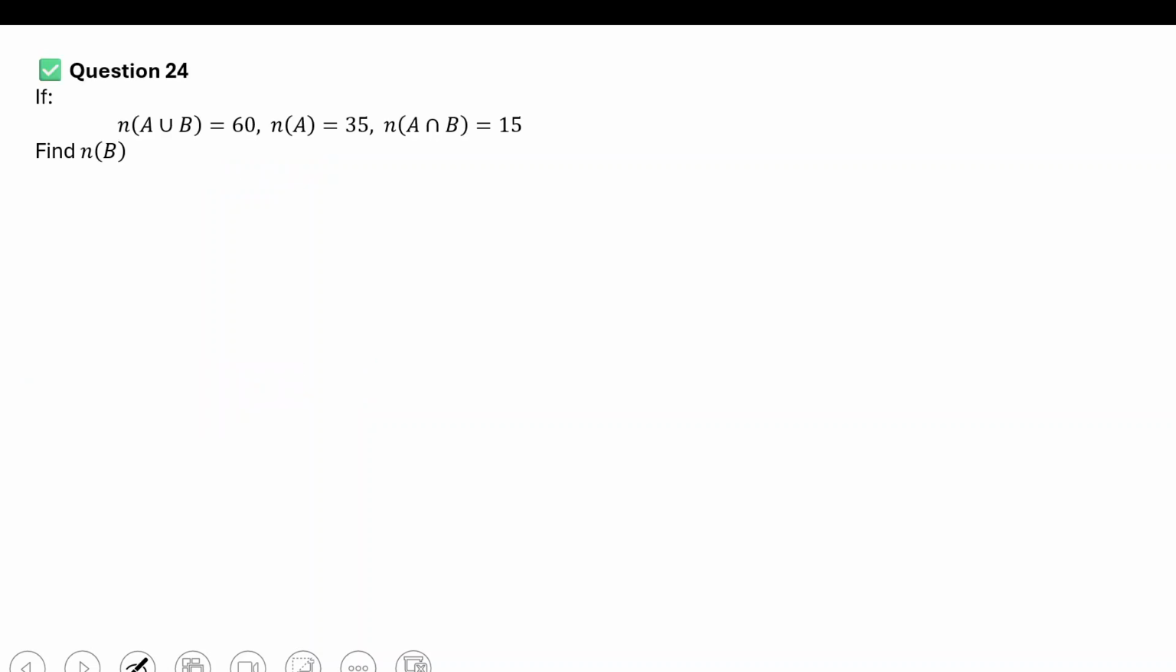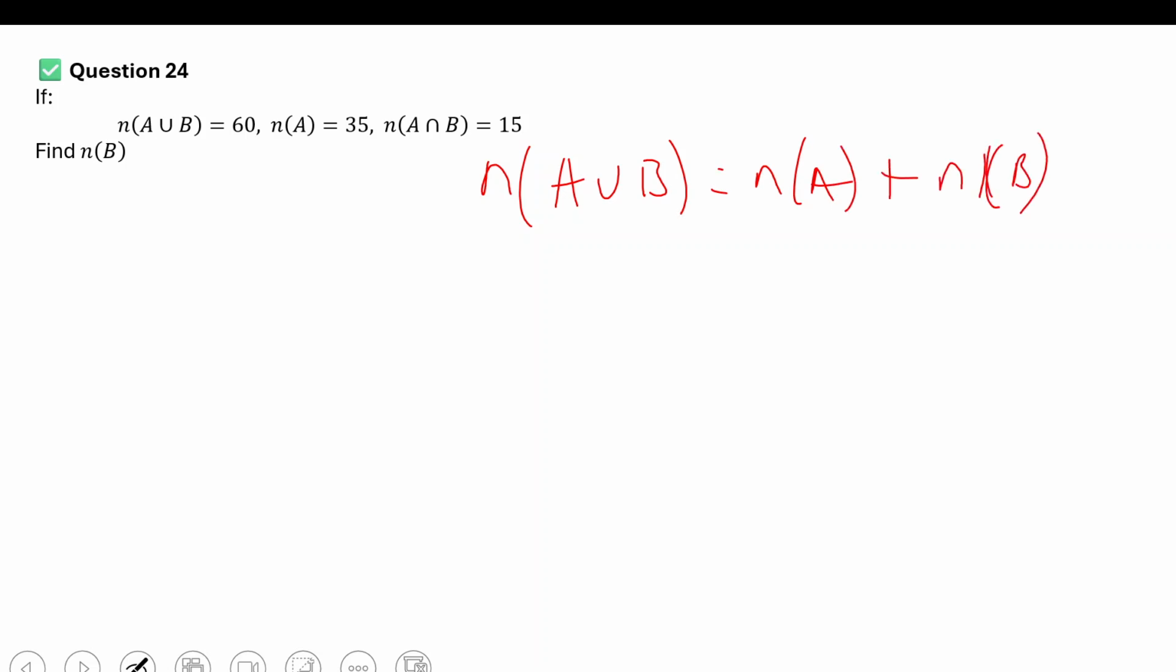So 24 says, if the number of A union B is 60, the number of A is 35, and the number of A intersect B is 15, find the number of B. Find the number of B. Again, I have the number of A union B is equal to the number of A plus the number of B, then minus the number of A intersect B.